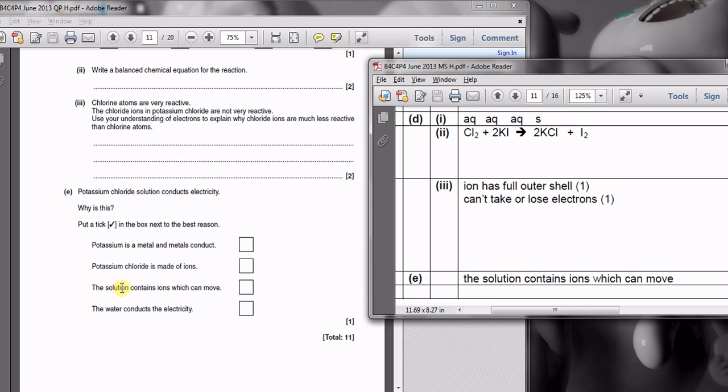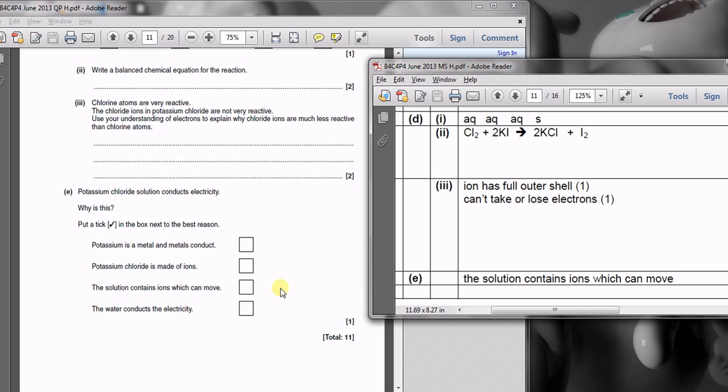This next one says that a solution contains ions which can move. Well, we're looking at a solution, and potassium and chloride are both ions, and they can move. So this is all correct. We need to remember what electricity is. Electricity is the movement of charged particles. Well, you've got charged particles because you've got ions, they're charged particles, and in a solution they can move. So you've got the movement of charged particles. So this one is correct.